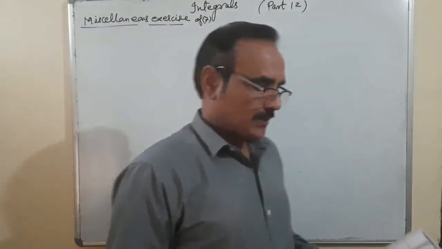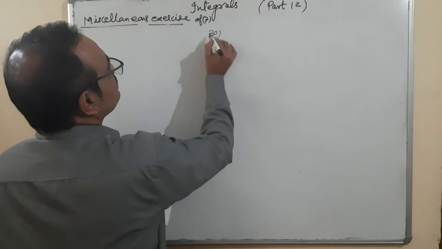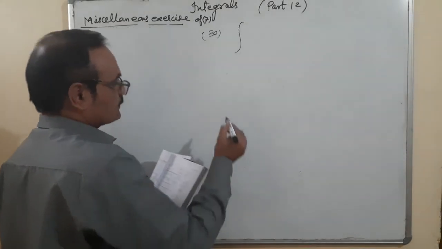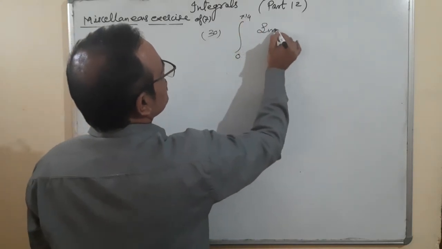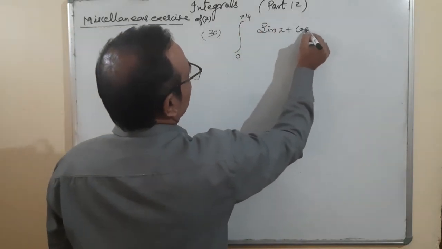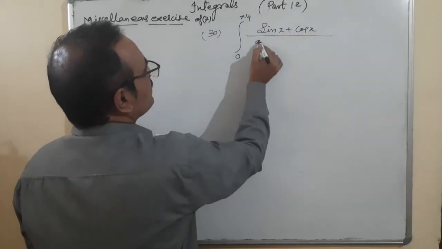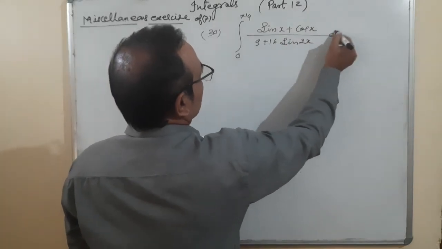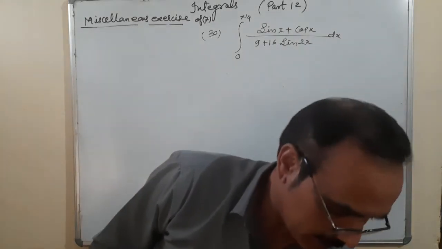After that, question number 30 also we have to solve. The integral from 0 to pi by 4 of (sin x plus cos x), again on the numerator sin x plus cos x, and the denominator is 9 plus 16 sin 2x. Okay, 9 plus 16 sin 2x. Let us see how to solve this.